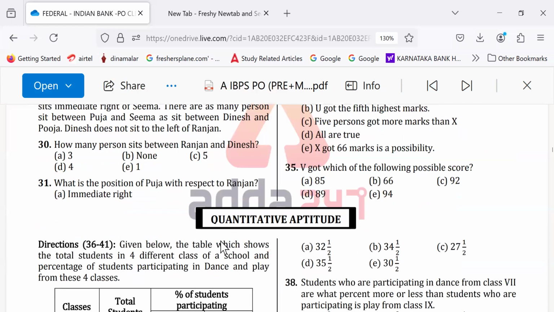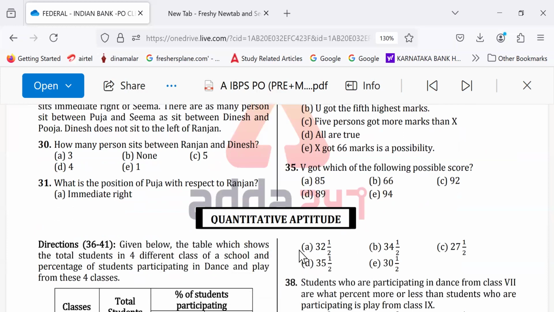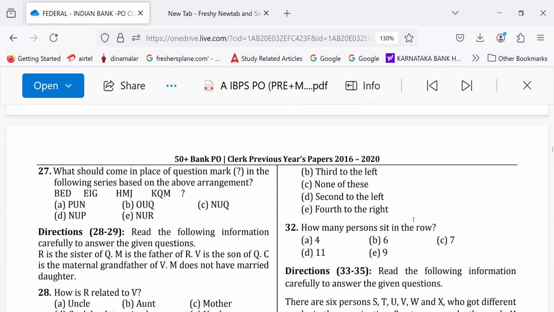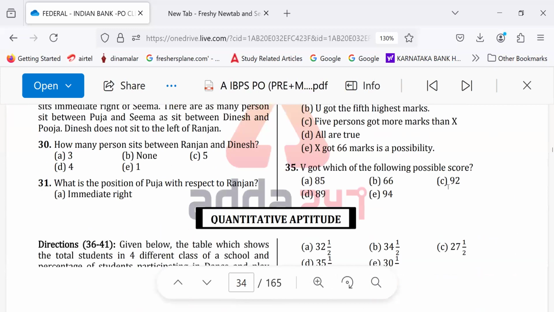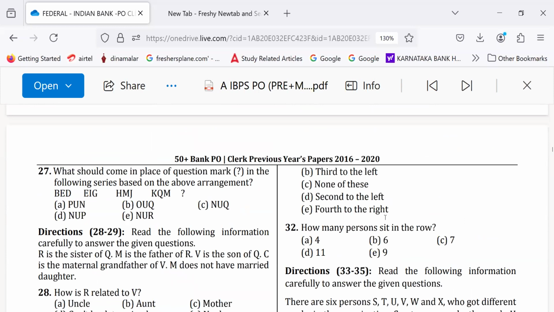Next, 31. Which is the position of Pooja with respect to Ranjan? I think she is in the 4th position to the right. That is E. Correct? For 31, the question is, what is the position of Pooja with respect to Ranjan? It is 4th to the right. Answer is E. Then how many persons sit in a row?